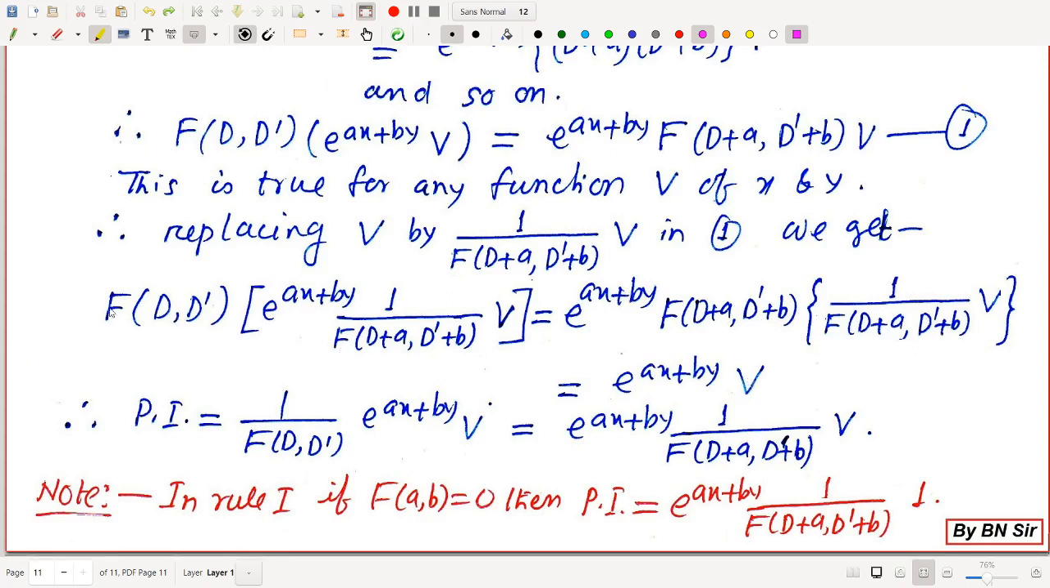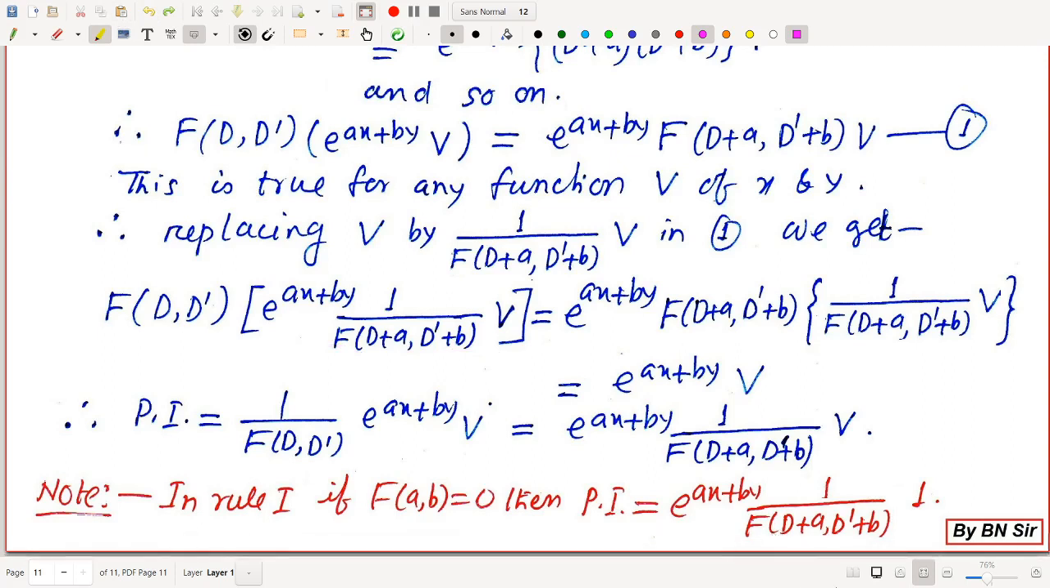Now, as if this F of D comma D dash of this function is equal to that, so the particular integral is this: F of D comma D dash comes here, suppose it is 1 by F of D comma D dash operating on e to the power ax plus by of b. See, 1 by F of D comma D dash operating on e to the power ax plus by into b, and the answer is this one. So it is e to the power ax plus by, 1 by F of D plus a comma D dash plus b operating on b. So the result is proved.